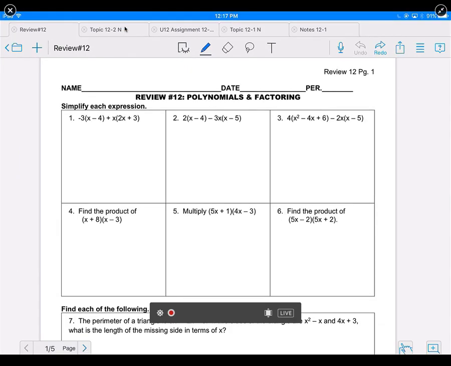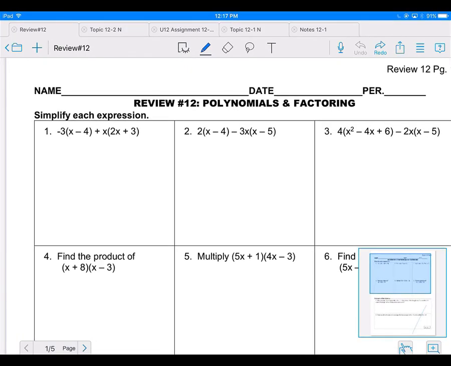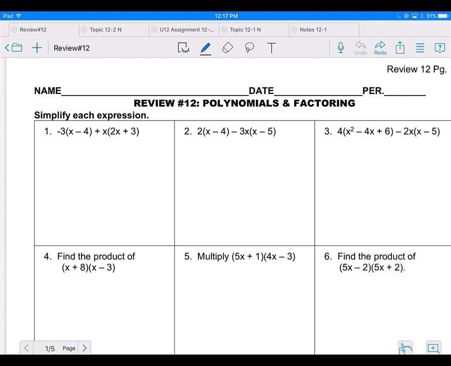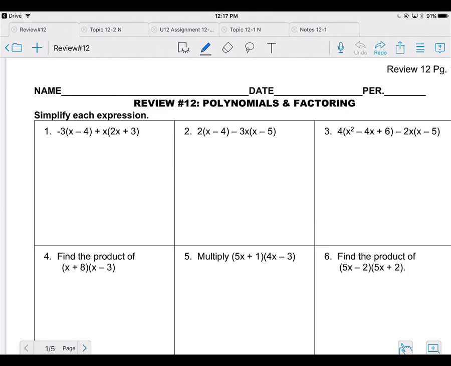This video covers review 12, pages 1 through 5. So everything that will be on the test 12 is on this review. This video is about to cover the entire review.